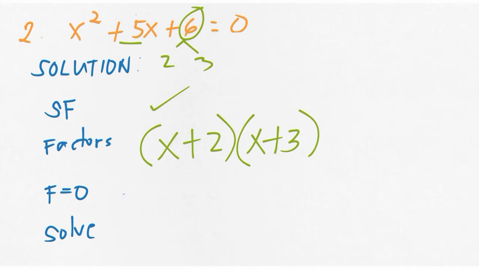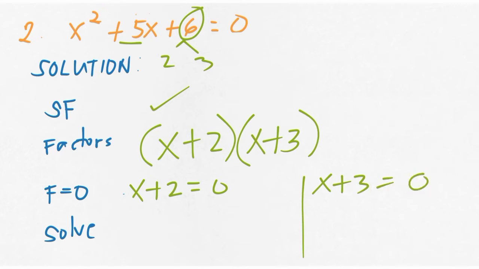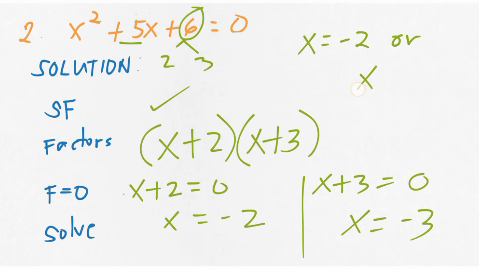Next step is to equate each factor to 0. So we have x plus 2 equals 0. The other one is x plus 3 equals 0. Then solve. So x is equal to negative 2 and the other one is x is equal to negative 3. So the solution set would be x is equal to negative 2 or x is equal to negative 3.